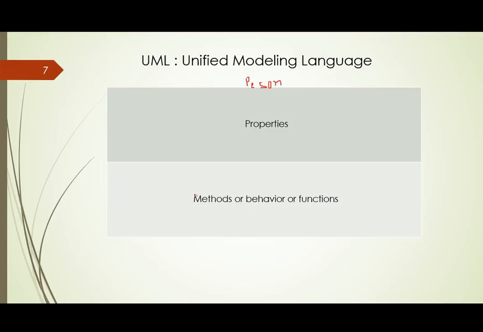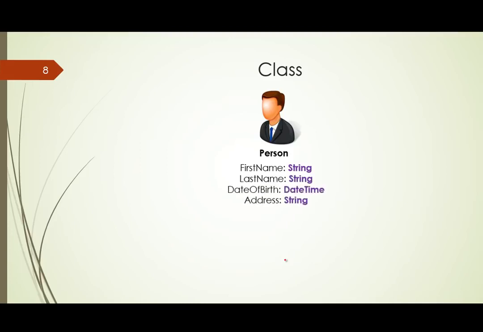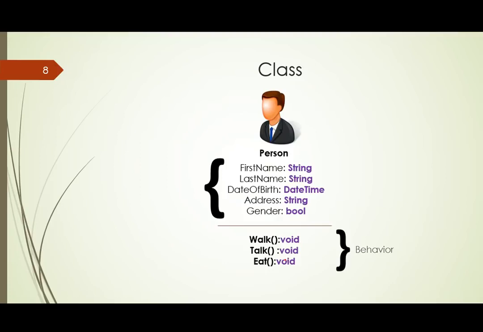UML is really representing a class in short. That's it. So let's see a UML of a person class. Let's say this is a person, and a person should have a first name, last name, date of birth, address, gender, and these are data or attributes or properties. And the second half will contain the behaviors or functions or methods. Whatever you say is correct. Behavior, logic, methods, or functions.